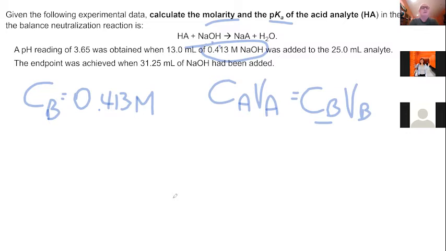And what does it mean when the end point is achieved? How do we know we've reached the end point? We're doing a titration. How do we know the end point has actually taken place? The color change, right? And when does the color change? When do we see that big increase in pH and then the color changes?